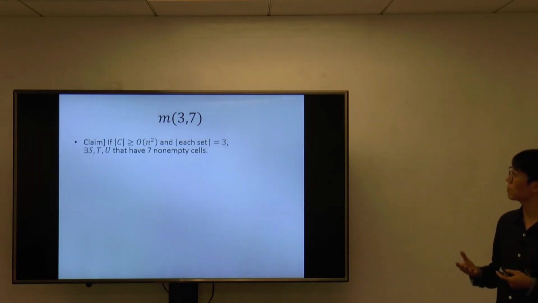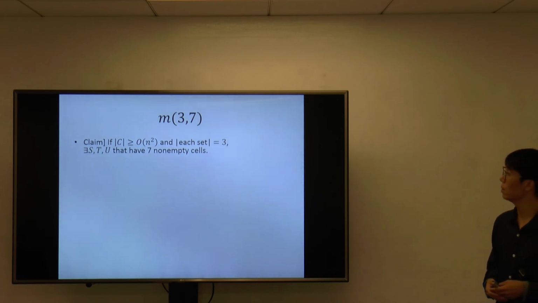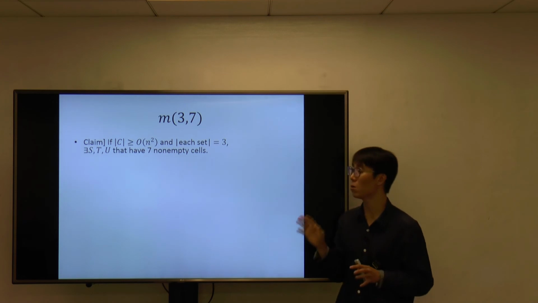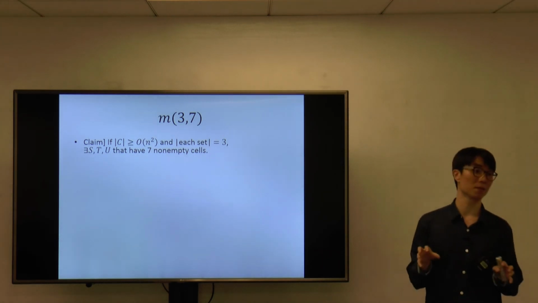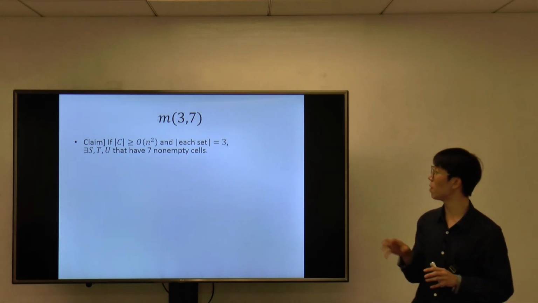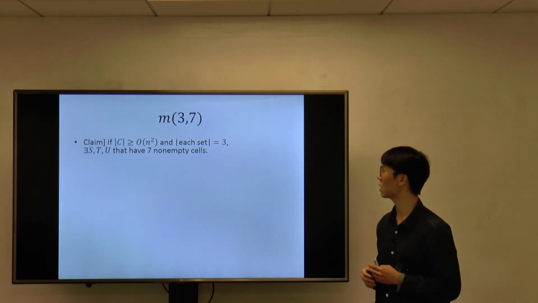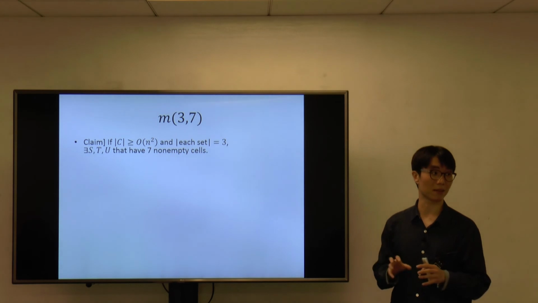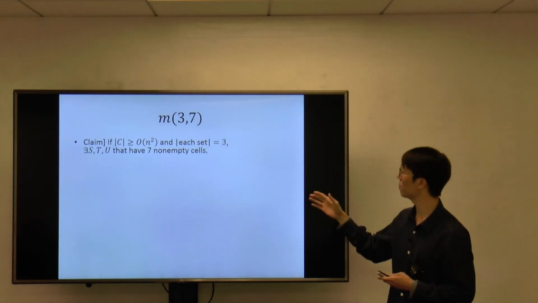So yeah, let me give you some brief idea about how we handle this. I'm going to show you this toy lemma, saying that if every set is a triple, and we have more than n square sets, then there exist S, T, U that have 7 non-empty cells. The proof is very simple.